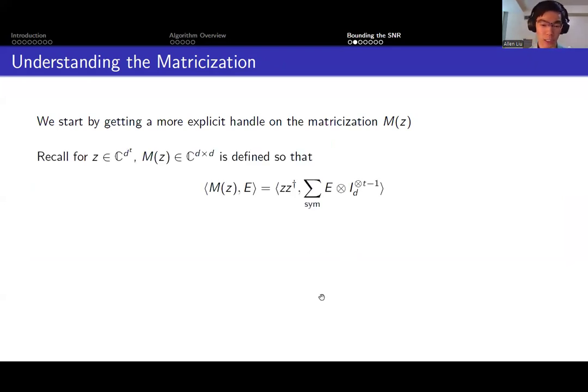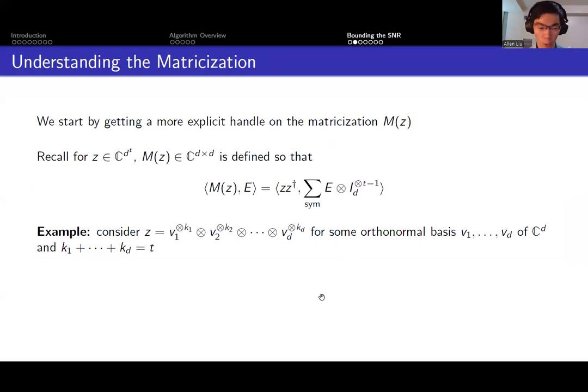And so recall the definition. I won't give an explicit formula, but you can write that down. Instead, it will be instructive to consider the following example. Consider when Z is actually a tensor product of t d-dimensional vectors. We have some orthonormal bases v1 through vd, and Z is a tensor product of, say, k1 copies of v1, k2 copies of v2, and so on.